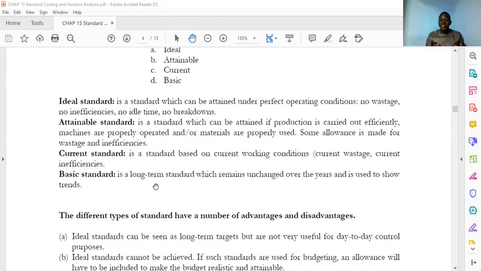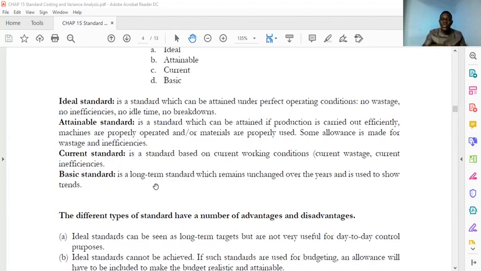Good. Under ideal, we say that it is a standard attainable under the most perfect operating condition. Here, we do not want to have any wastage, we do not have any inefficiency, and we do not expect any idle time or breakdowns. Then we have what is called the current standard. The current standard is a standard based on current working conditions, that is current wastage and current inefficiencies. So a current standard is based on the operating conditions as they are now.